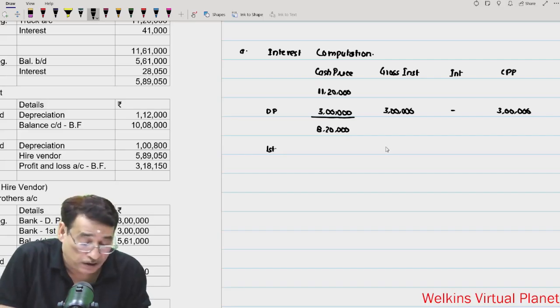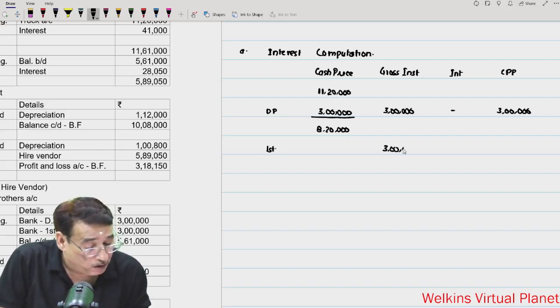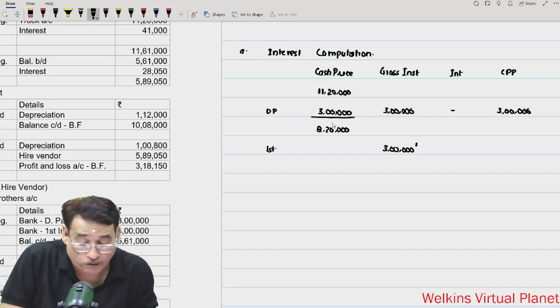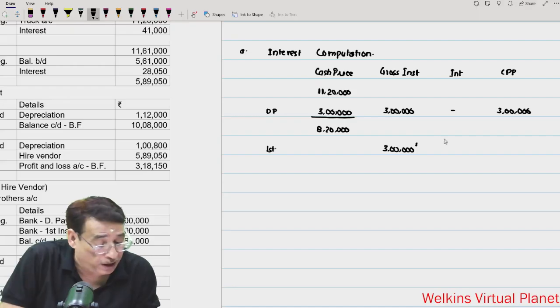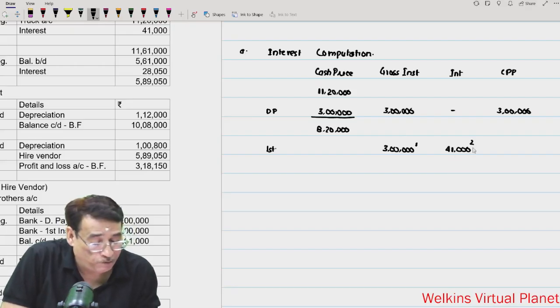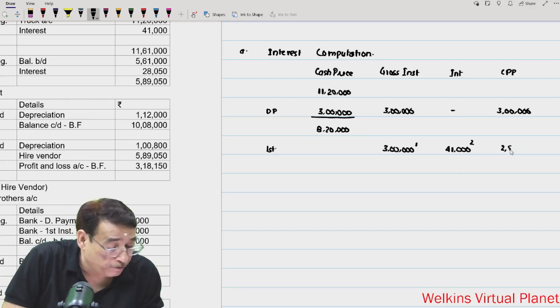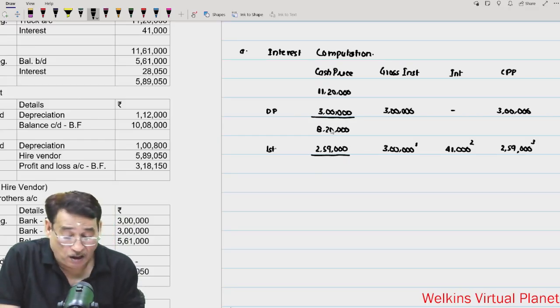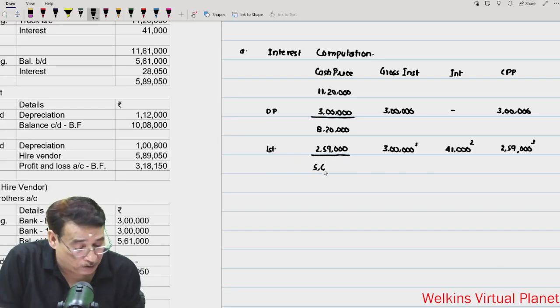Now we will make the first payment. The first installment is 3 lakh. How much interest does this installment contain? We will compute 5% of 8,20,000. The rate of interest is 5%. So 5% of 8,20,000 is equal to 41,000. Correct? You need not show here 8,20,000 into 5%. Then you subtract 41,000 from 3 lakh, and you will be left with 2,59,000. This is the cash price portion, so you will subtract it from the cash price. Now you are left with 5,61,000.